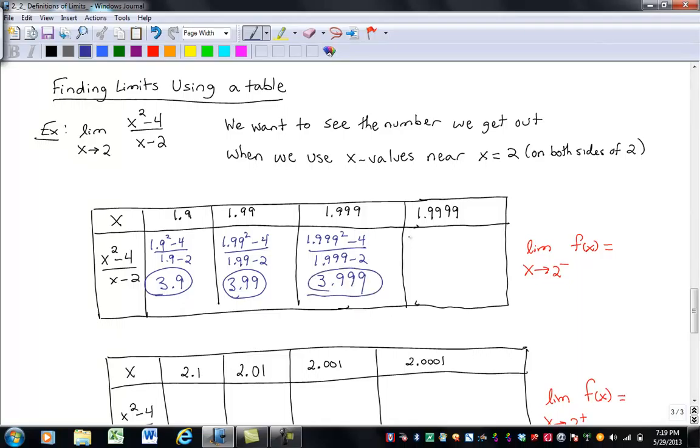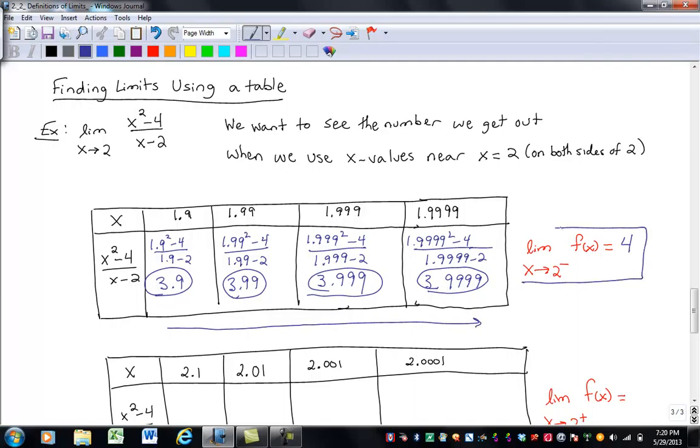Just to be sure, we're going to try one more 9, so 1.9999 squared minus 4 over 1.9999 minus 2. And when you type that in, you get 3.9999. If you look at the pattern of these numbers, as I get closer to 2 from the left, it looks like that limit is approaching 4.